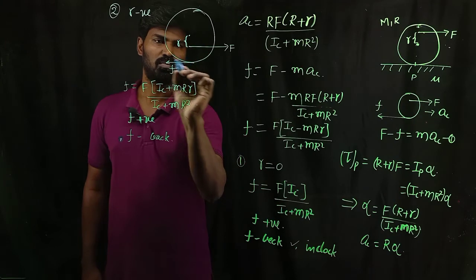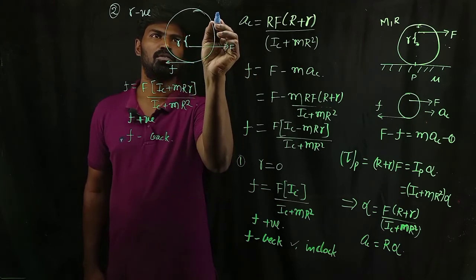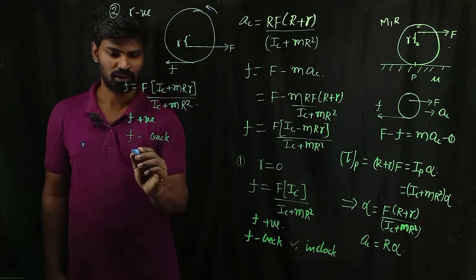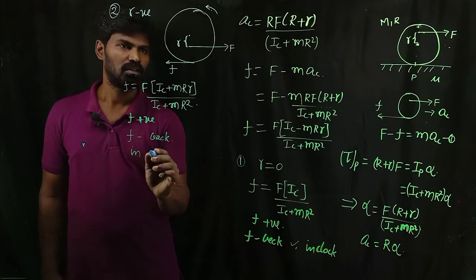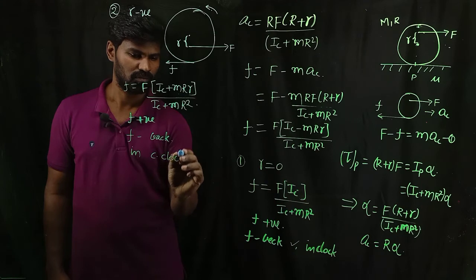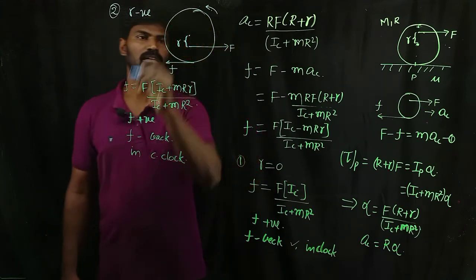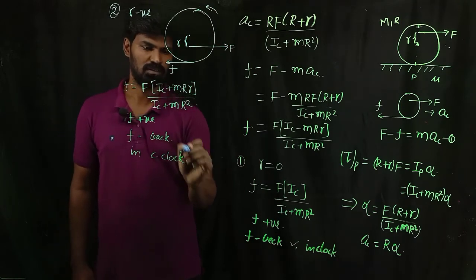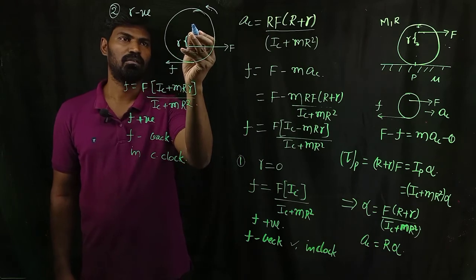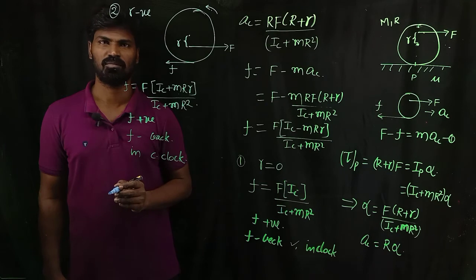So if you consider this point, about this point, the torque due to applied force will cause the body to rotate in which sense? Counterclockwise sense, because of which the body rotates in counterclockwise sense. This is the case when the applied force is below, when the line of action of applied force passes through a point which is lying below the center of mass of the body.